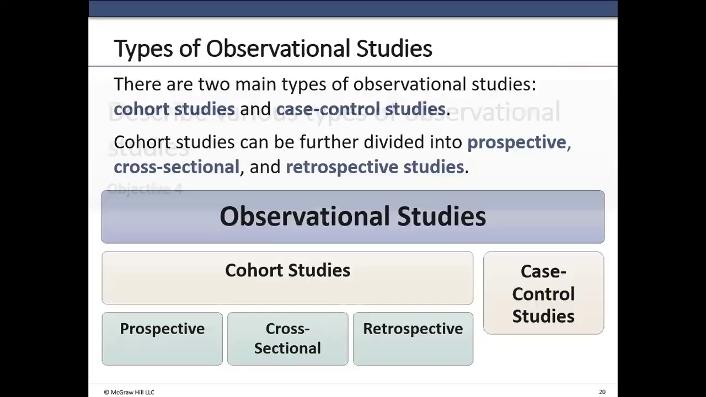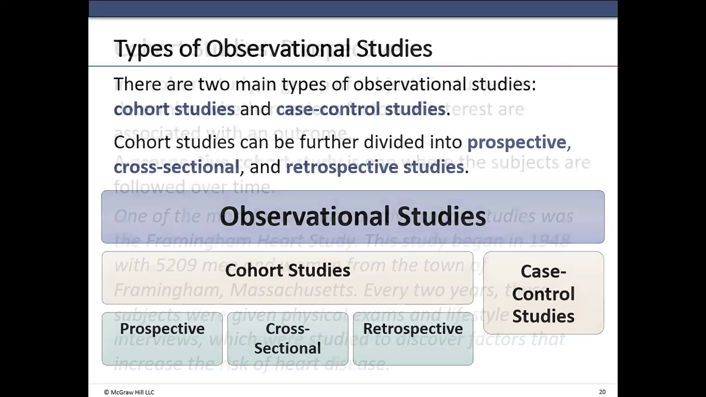Describe various types of observational studies. Observational studies can be divided into two. The first one is the cohort study. The second one is the case control study. Further, cohort studies can be divided into three groups: prospective, cross-sectional, and retrospective. There are two main types of observational study: cohort studies and case control studies. Cohort studies can be further divided into prospective, cross-sectional, and retrospective.